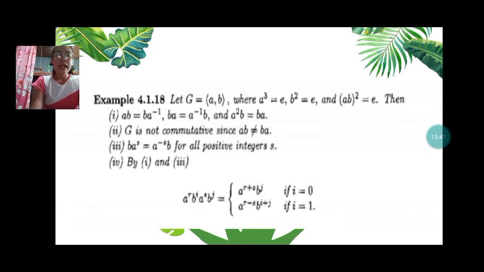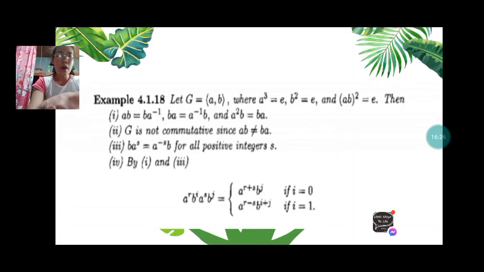4.1.18. Let G be the subgroup generated by A and B, where A raised to the power of 3 is equal to E, B raised to the power of 2 is equal to E, and (AB) raised to the power of 2 is equal to E. Then, number 1, AB is equal to BA inverse, BA is equal to A inverse B, and A squared B is equal to BA. Number 2, G is not commutative since AB is not equal to BA.